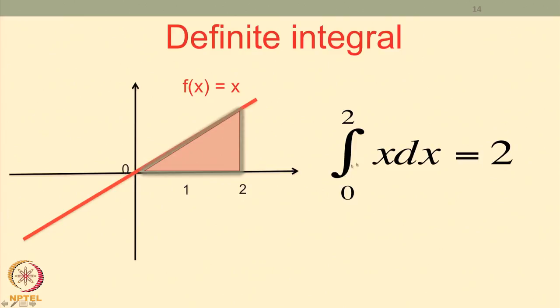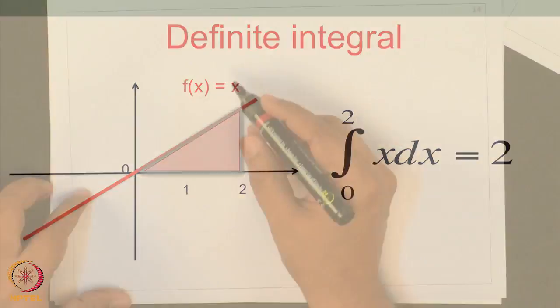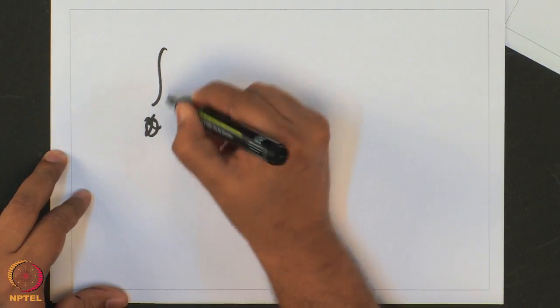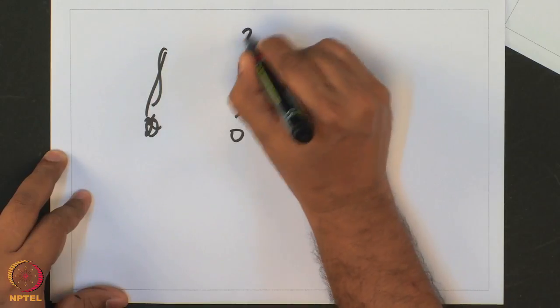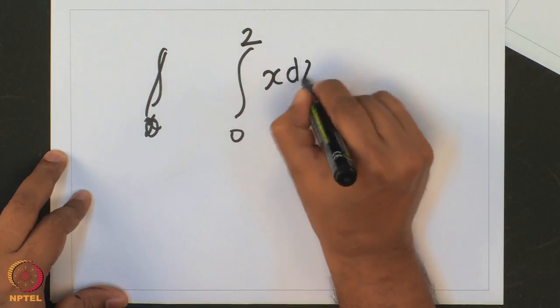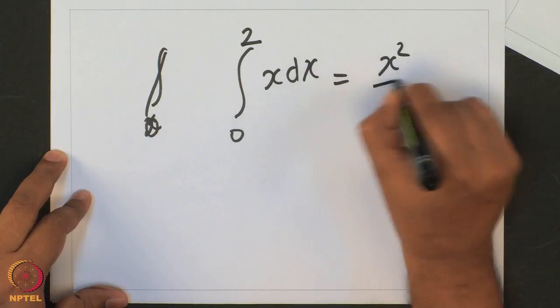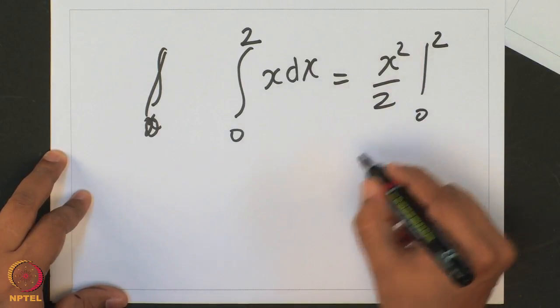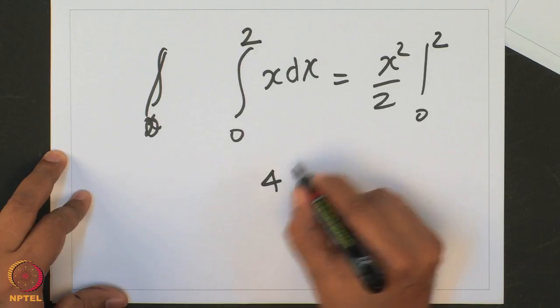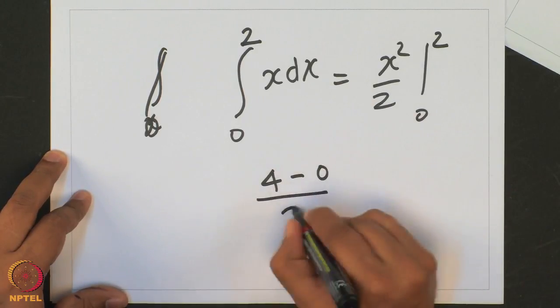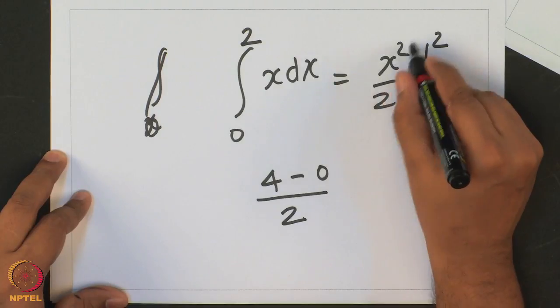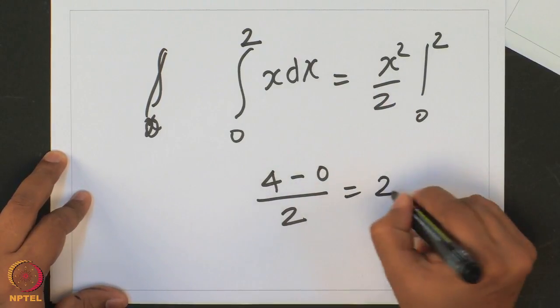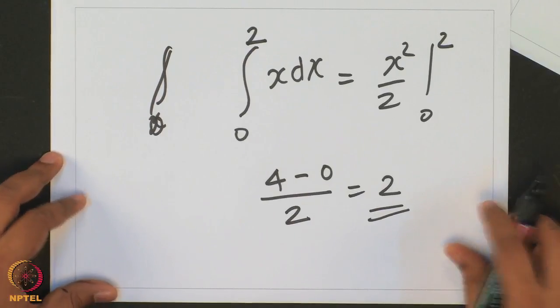Which again can be done. So let us quickly do this. The integral of x dx from 0 to 2 will be x square by 2 from 0 to 2. If I apply 2 here, 2 square is 4, minus 0, divided by 2, and this will turn out to be 2. So that is the answer, and that's what we got.